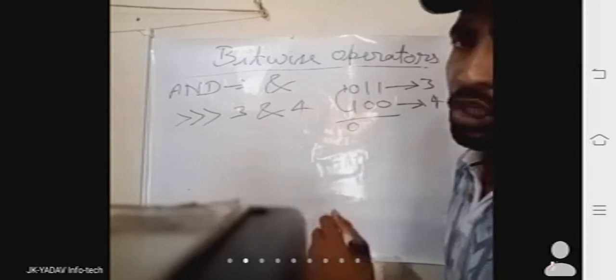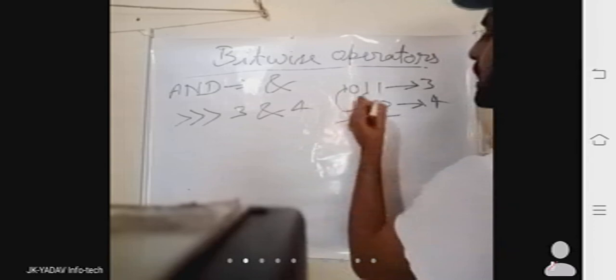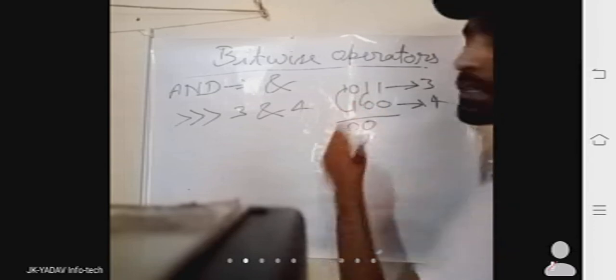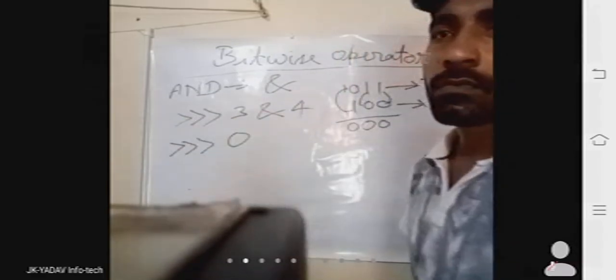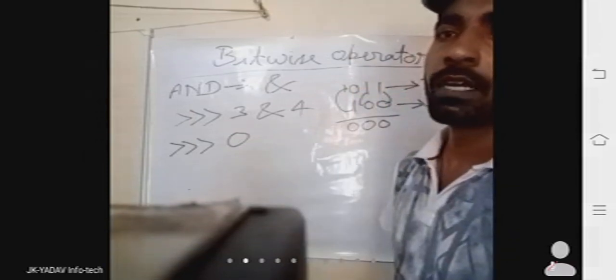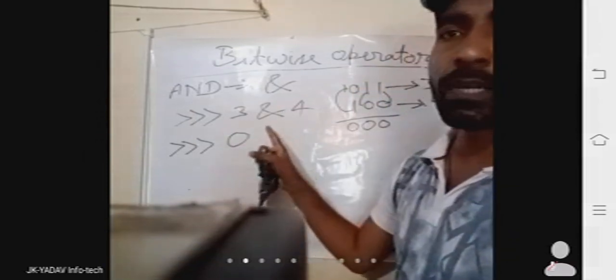We get the result as 0. Then if you compare 1 and 0, you get the result as 0. Then you compare 1 and 0, again you get the result as 0. So if you compare 3 and 4, the result will be 0. The result will be 0. This is the use of the bitwise AND operator.